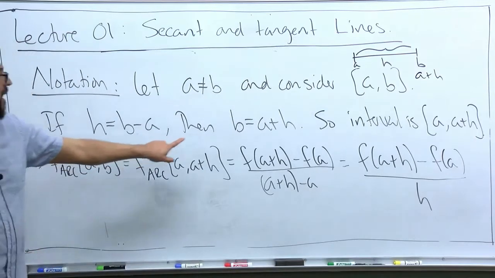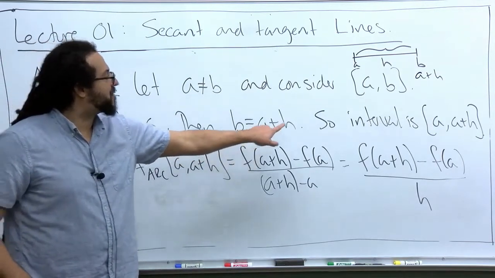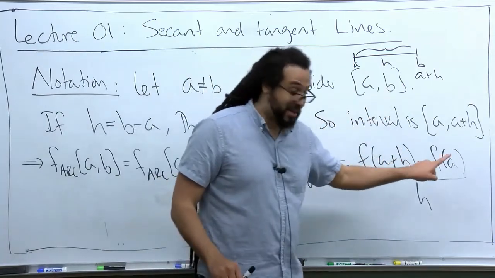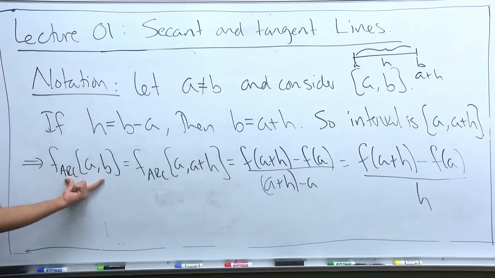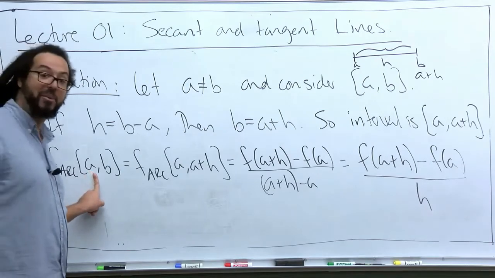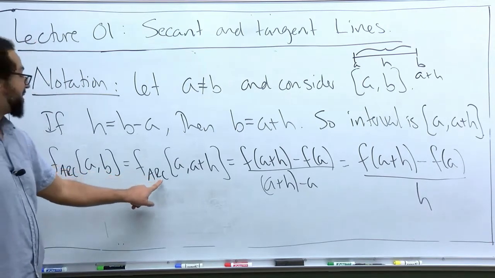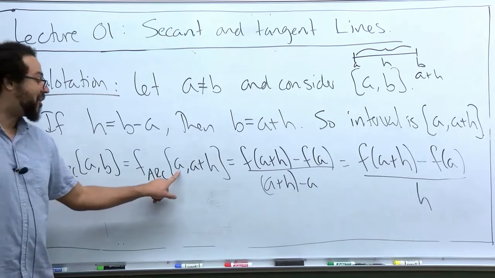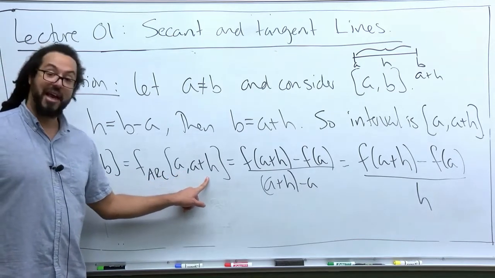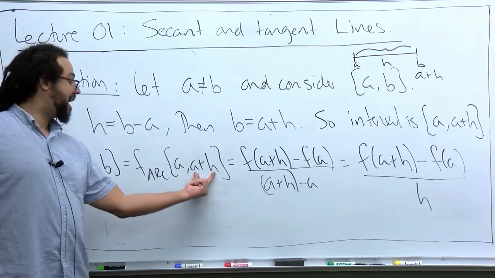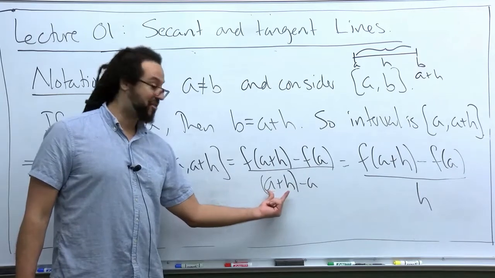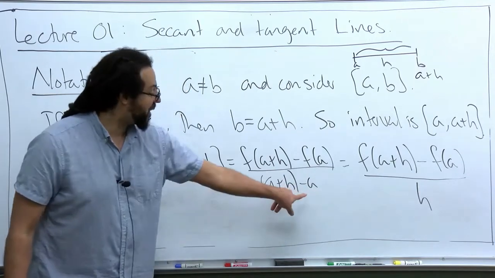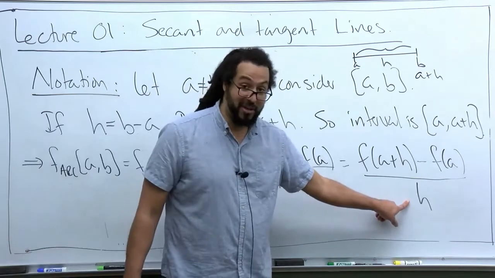So now, instead of looking at the interval from a to b, I'm looking at the interval from a to a plus h. The new notation for the average rate of change of f on the interval from a to b is now the average rate of change of f on the interval from a to a plus h. What is that? It's f of a plus h minus f of a over the difference of the x's, so a plus h minus a. Here the a's cancel, and I'm just left with an h.